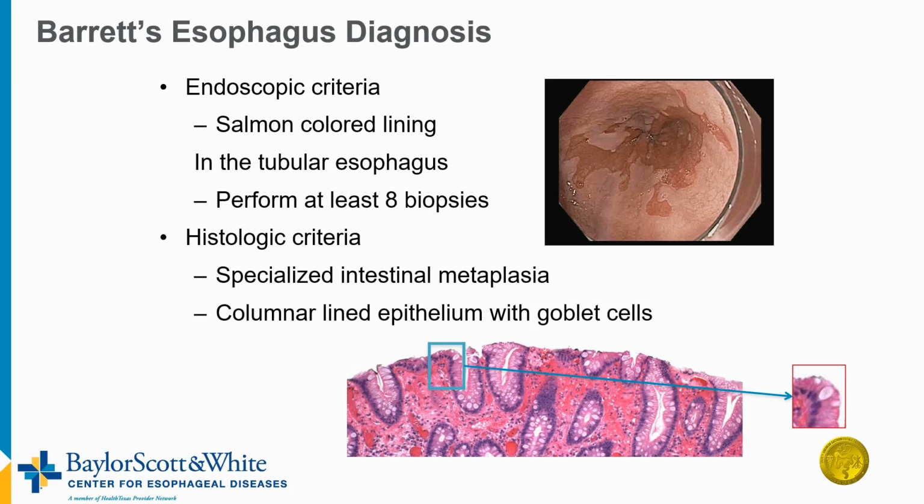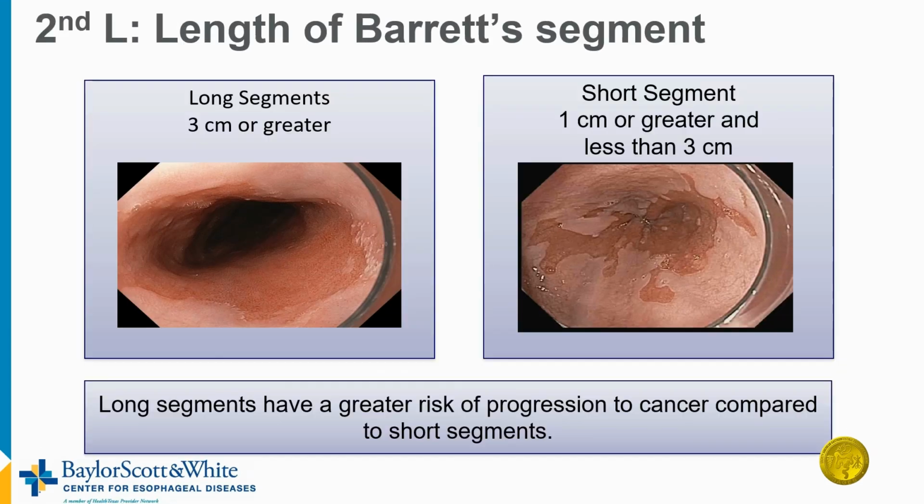The diagnosis of Barrett's esophagus requires the endoscopic criteria, which is the salmon-colored lining in the tubular esophagus, and the histologic criteria, or the specialized intestinal metaplasia with columnar-lined epithelium and goblet cells. When we suspect Barrett's esophagus during an endoscopy, we should perform at least 8 biopsies to reduce sampling error.